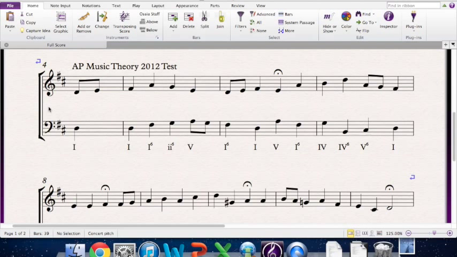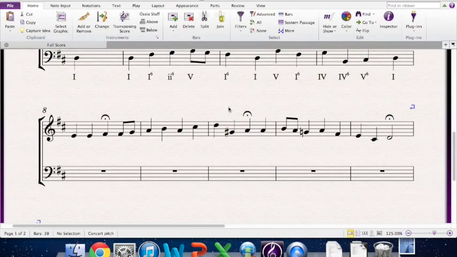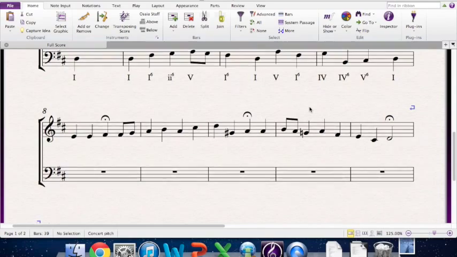Hello everyone, this video walks you through an AP level harmonizing a melody problem from the AP Music Theory 2012 exam. So a few things to note before we start. You will see fermatas in the soprano line. These signal cadences, so you will either put a 1 or a 5 there.